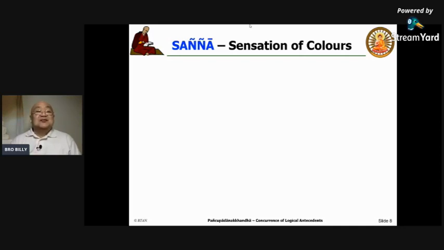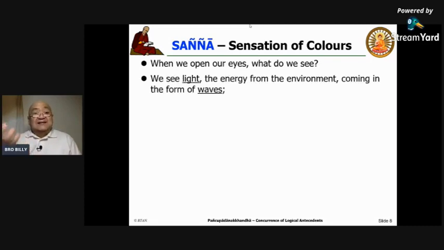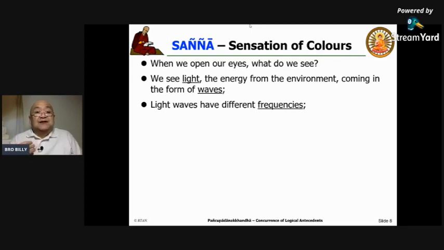So Bhante was explaining first about Saññā, the sensation of colors. And Bhante pointed out, when we open our eyes, what do we see? And he said that it has to be light. So we're really seeing light entering the eyes. So we see light, and light is really energy from the environment in the form of waves, light waves. Light waves have different frequencies.